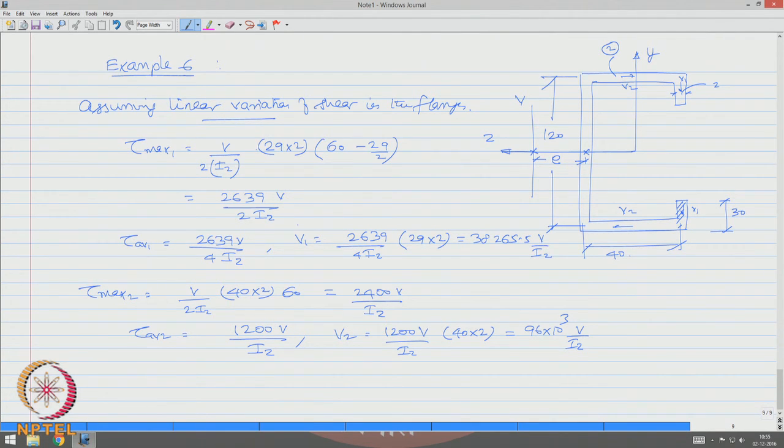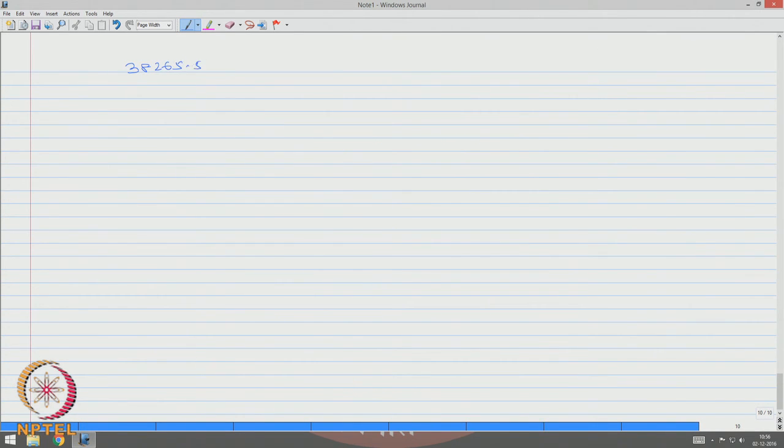So, now I have V 1 and V 2. Let us take moments about A. We know it is going to be V 1 into 2 into 40, because V 1 and V 1 are the same, plus clockwise, plus V 2 into 2 into 60, that should be equal to V into E. Let us substitute back: 38265.5 V by I z into 80 plus 96 10 power 3 V by I z into 120 is V into E. V goes away, therefore 3061240 plus 11.52 10 power 6 will be E I z.